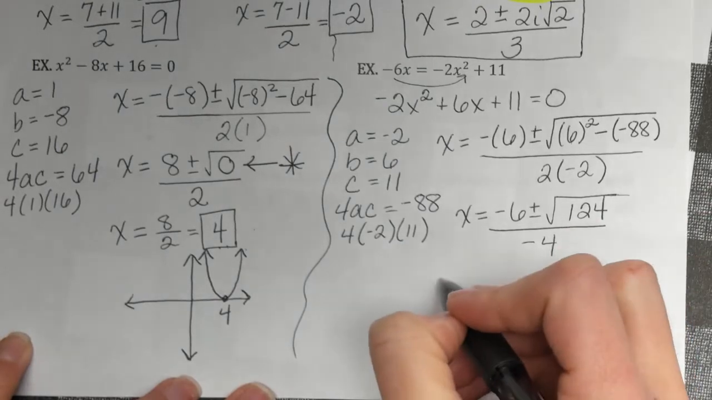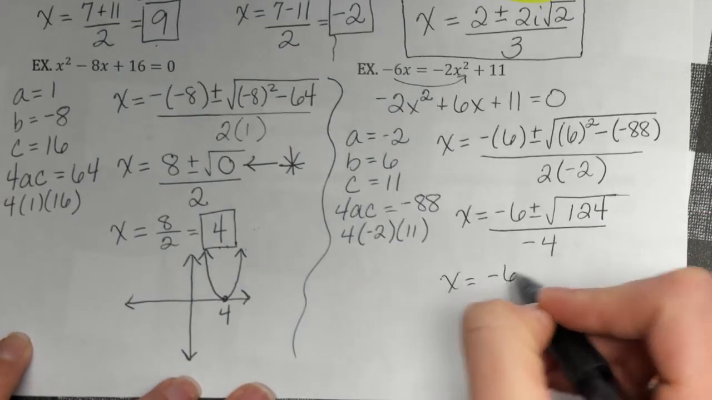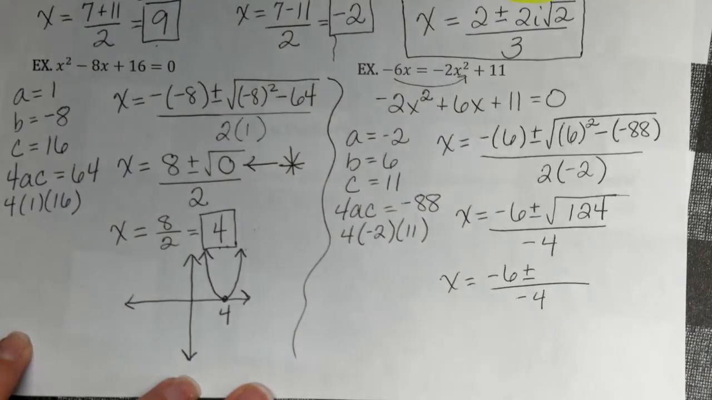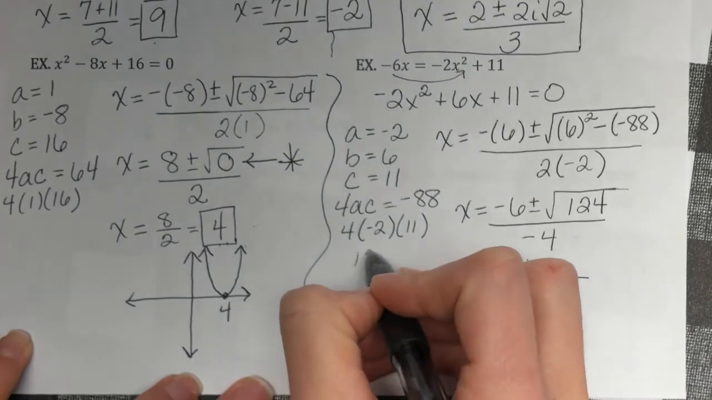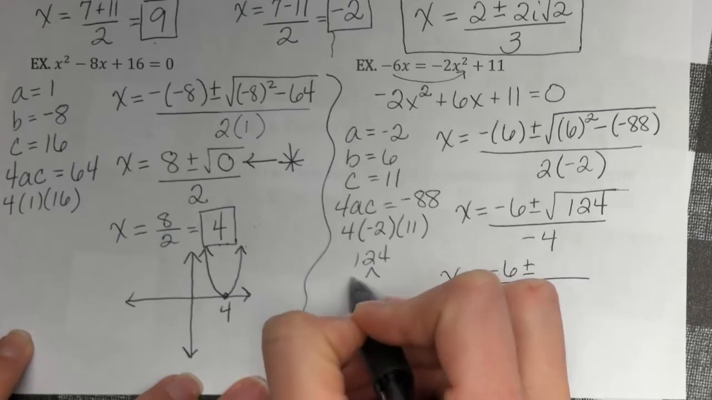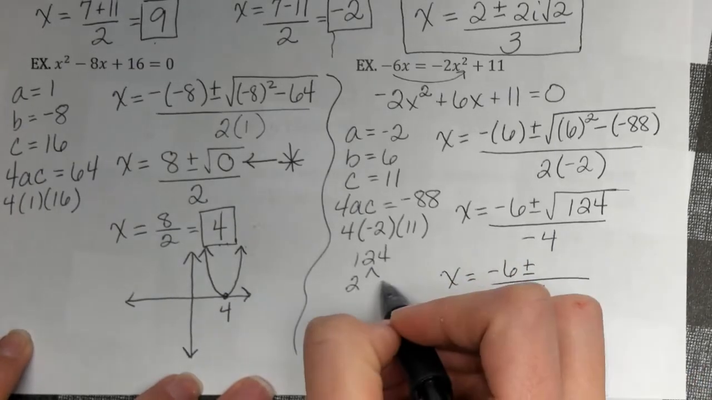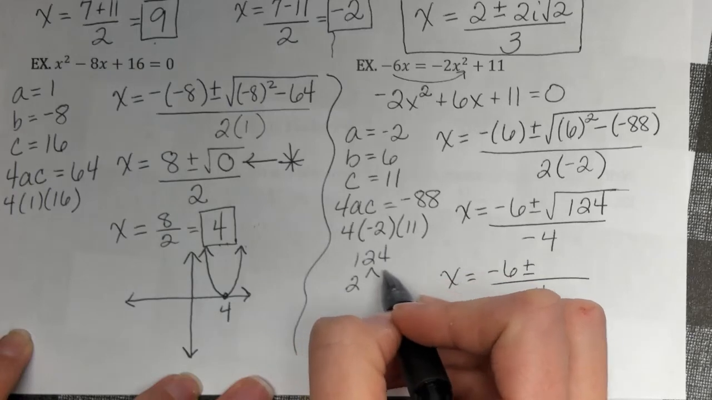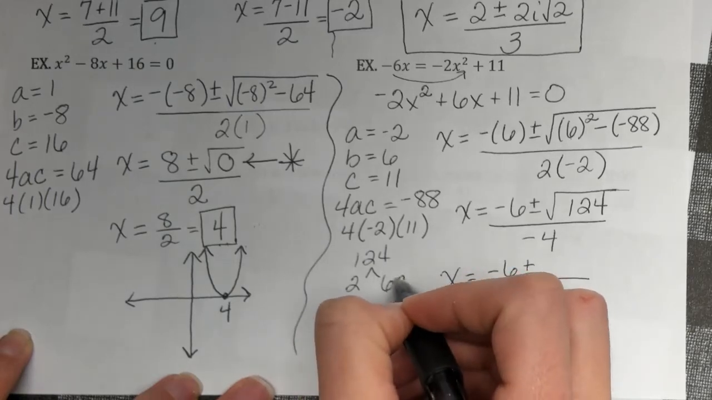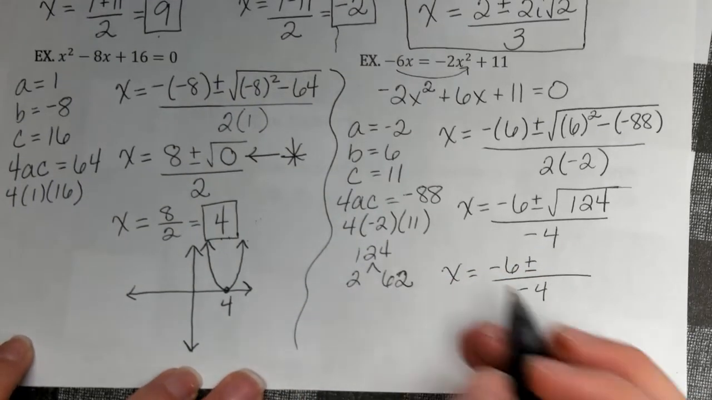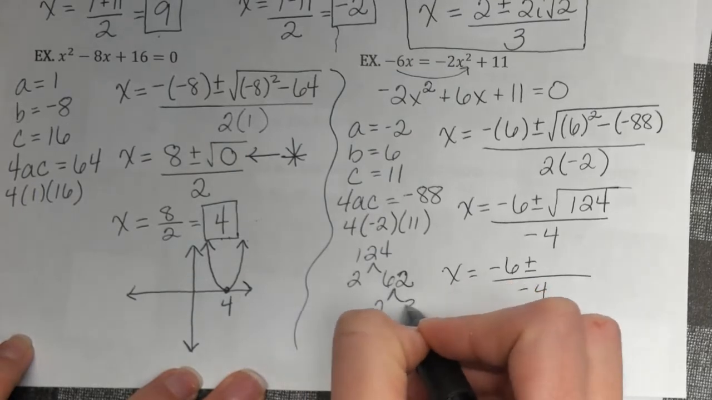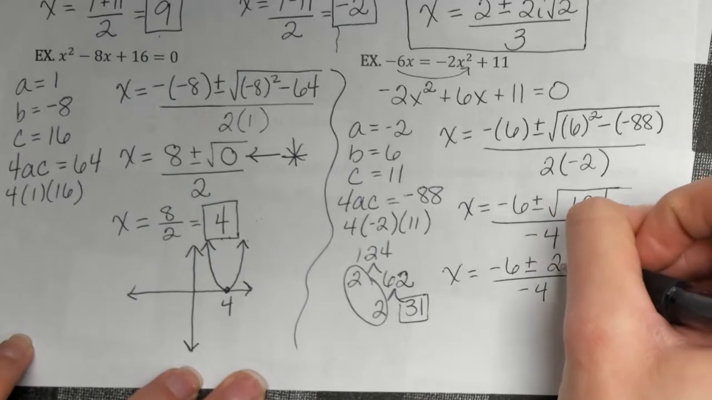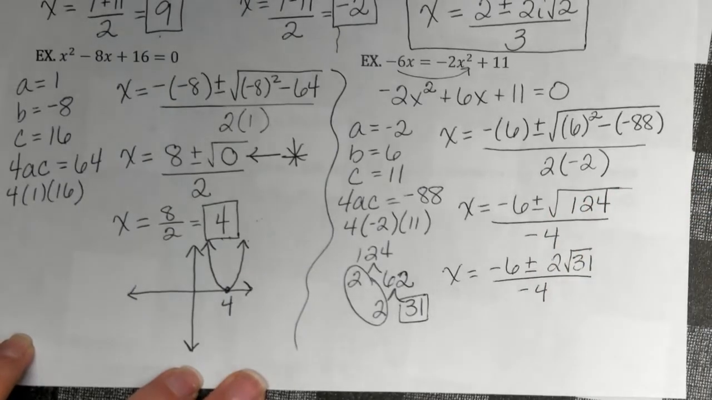Okay, so I need to simplify. I've got x equals negative 6 plus or minus. I've got my negative 4 in the denominator. I'm going to take my 124, 2 and what? 31. Okay. So you get 2 and 62 and then 2 and 31. So 2 square root of 31.